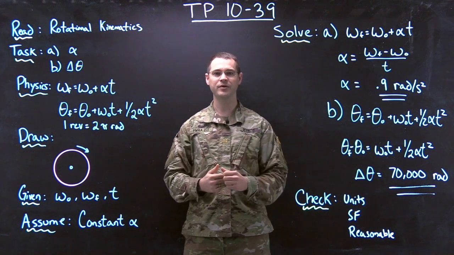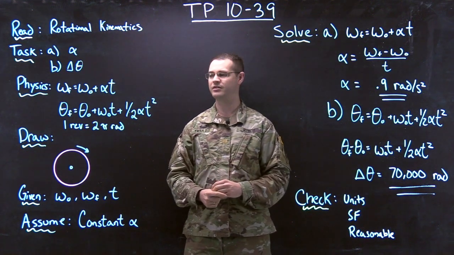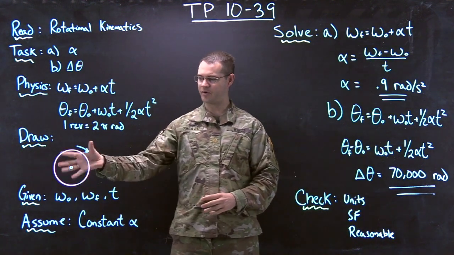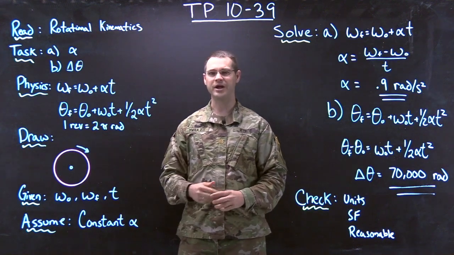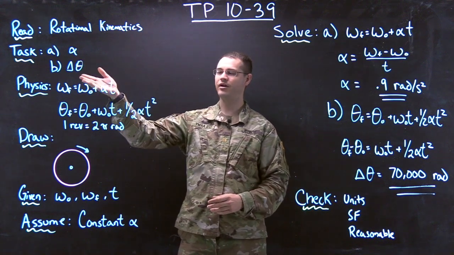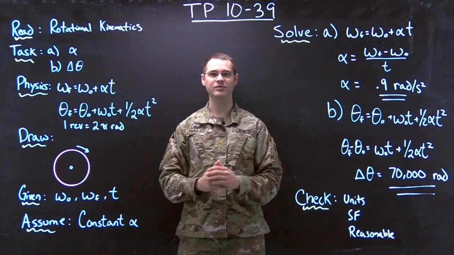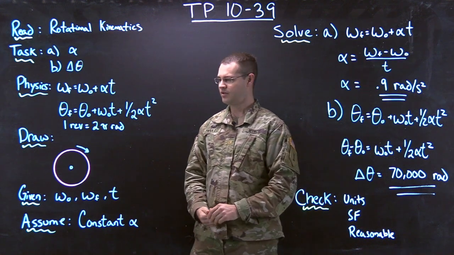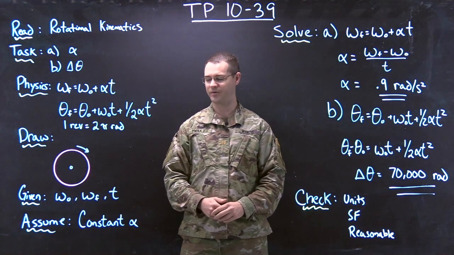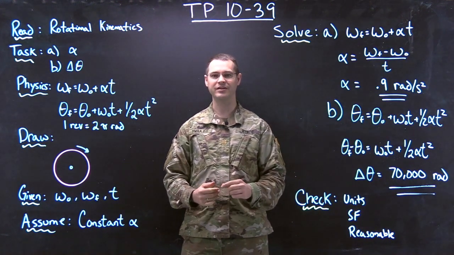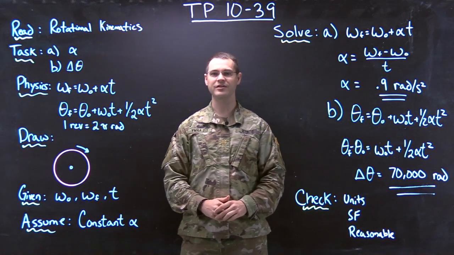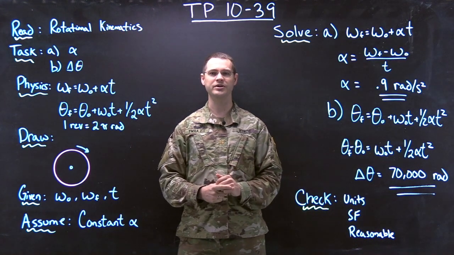Additionally, make sure you convert all of our units from revolutions per minute to radians per second before you get going. For our draw step, we have a rotating object. I've given it an arbitrary direction because it didn't give us one to start out with. Therefore, I'm assuming that all of our solved quantities are going to be the magnitudes and not in a direction. For our given quantities that we discussed, we have an initial and final angular velocity of our object, and we have a time that it takes to get from that initial to final angular velocity. We have to assume that it's a constant acceleration or none of our kinematics equations work.